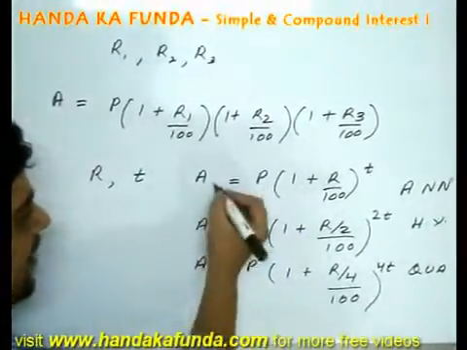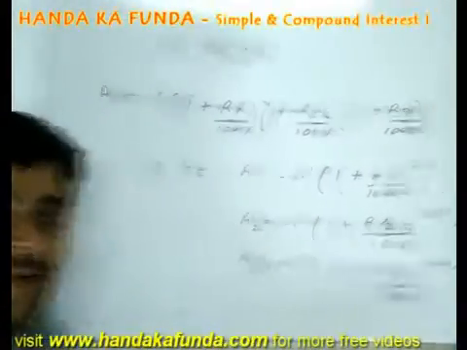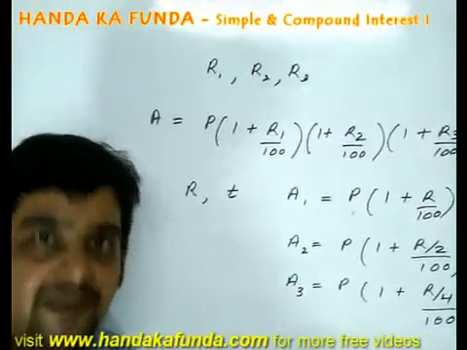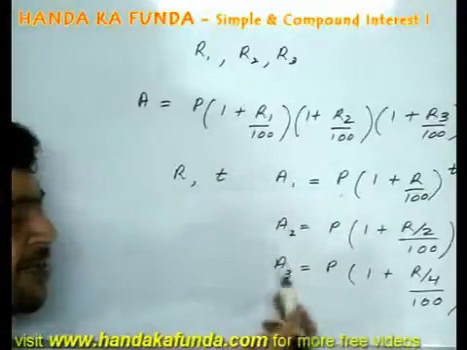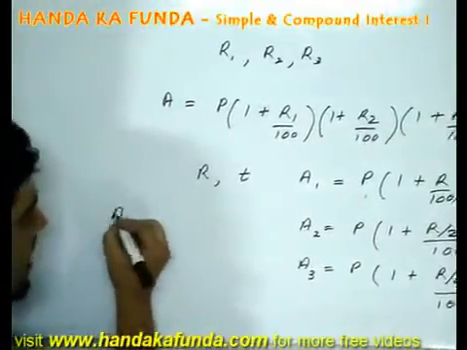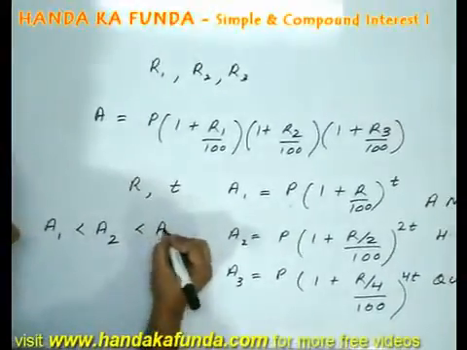Let's say they are amounts A1, A2 and A3. Can you tell me which one of these would be the biggest value? You may pause the video if you like. The relationship among these three will be A1 is less than A2 is less than A3.